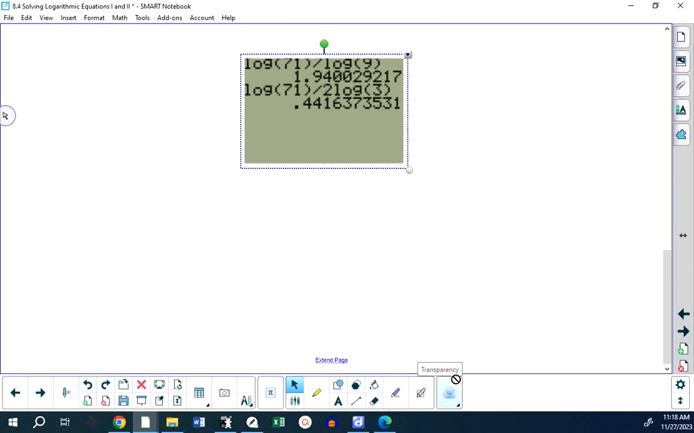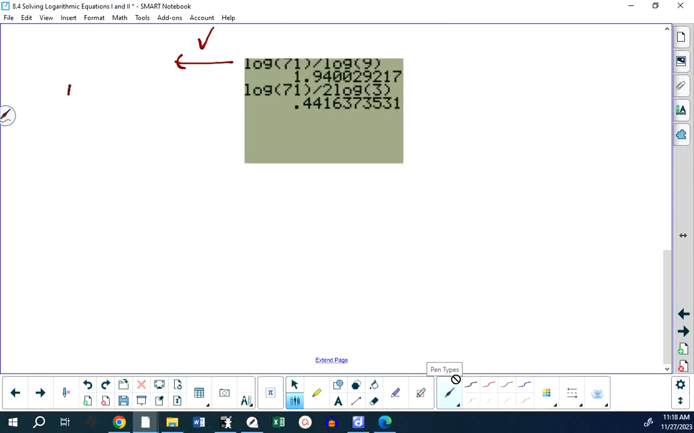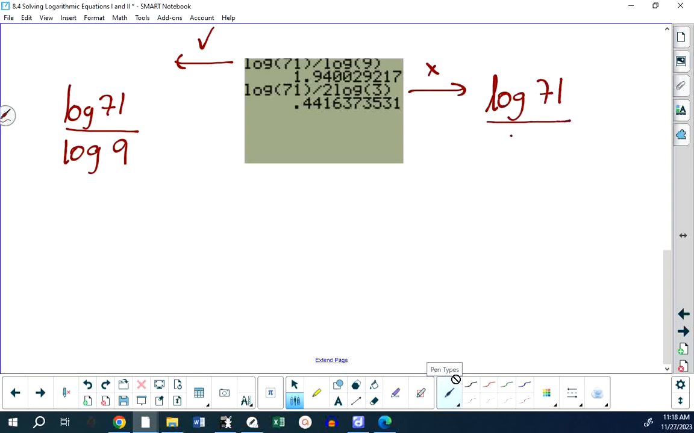So when you take a look at the correct answer, I've got log of 71 over log of 9. What I typed, which is not correct, is log of 71 over 2 times log of 9. So you could certainly do it this way, but you would need brackets around the 2 log 9. Or go divided by 2, divided by log 3, not 9. All right, those brackets are important.